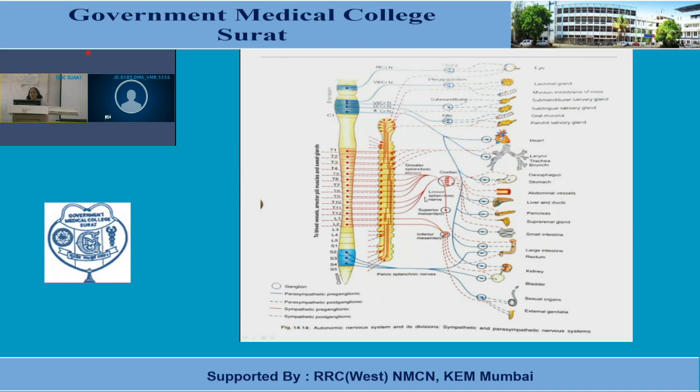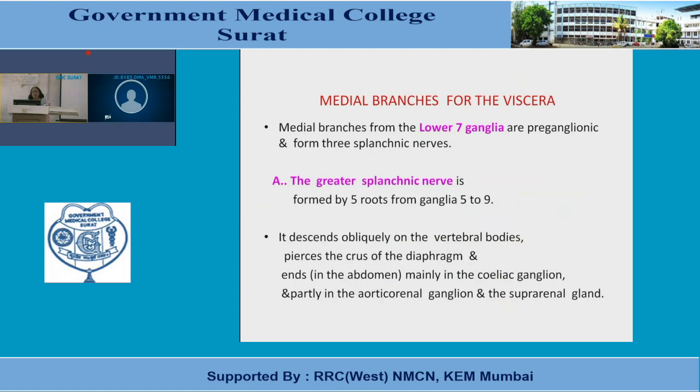Now the second is the lesser splanchnic nerve, formed by the 10th and 11th, and the 12th is totally the least one. So the greater descends obliquely on the vertebral bodies, pierces the crus of the diaphragm, and ends in the abdomen, mainly in the celiac ganglion, as we have seen in the previous diagram, and partly in the aorticorenal ganglion and renal, suprarenal gland. So these are supplied by the greater splanchnic nerve.